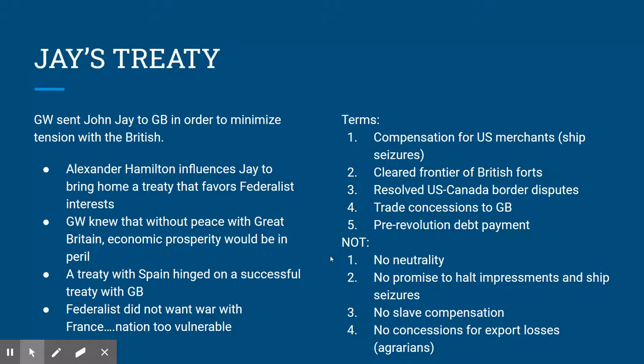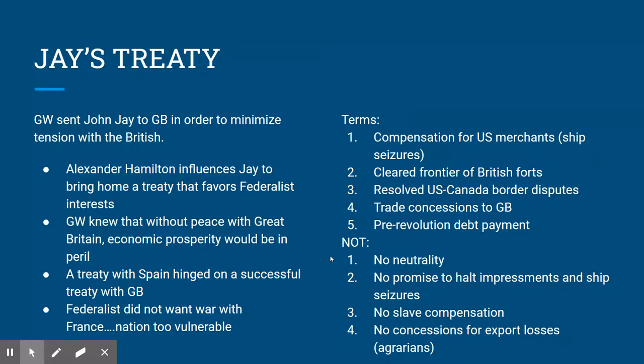Washington knew that without peace with Great Britain, our economic prosperity would be in huge peril. So the reason why we really needed peace with Britain is for economic reasons. We were so tied to British trade that it was absolutely essential that any potential war would be resolved. So a treaty with Spain also, which we will see later on, really hinged on whether or not we can make peace with the British as well. The Federalists did not want war with France. And frankly, the nation was too vulnerable at the time.